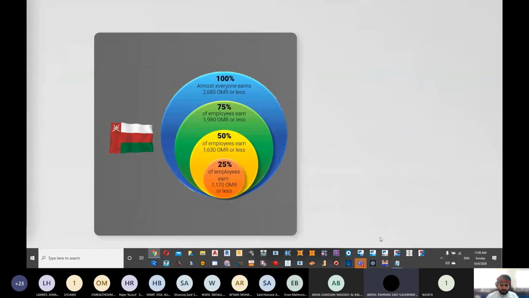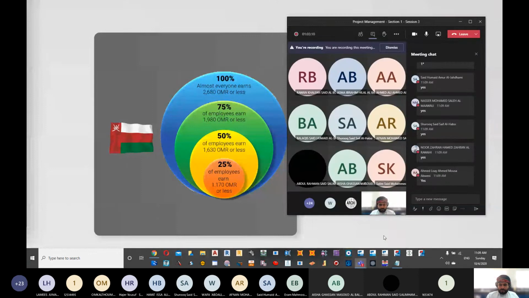Now going for the challenges. There are certain difficulties or certain challenges that will appear for the project manager. First, you should know that the job of a project manager is considered to be the highest paid job in terms of engineering. The highest paid engineer is normally a project manager, and it's the topmost engineering job.